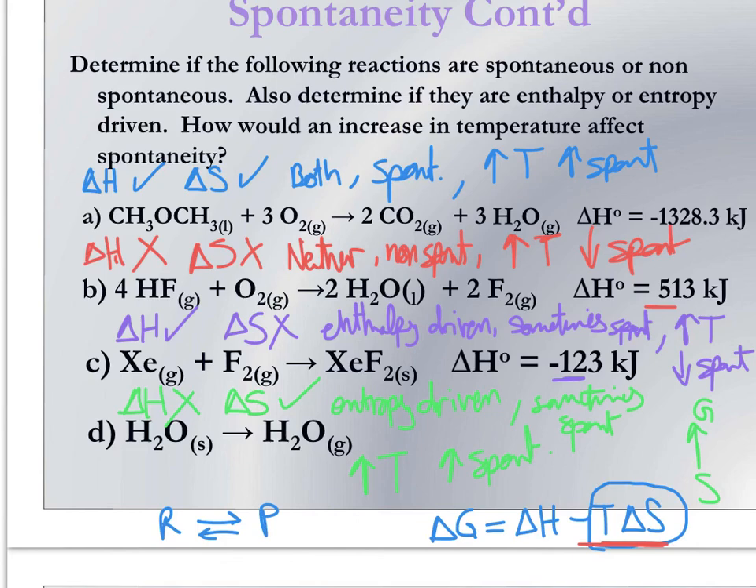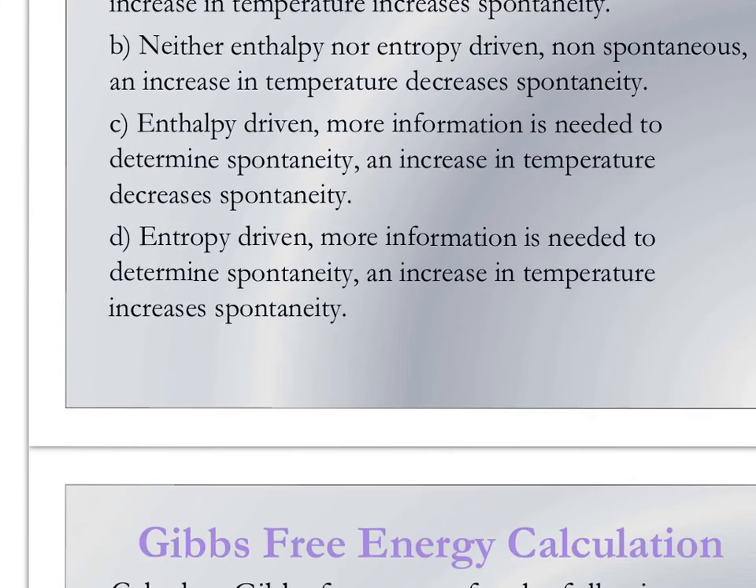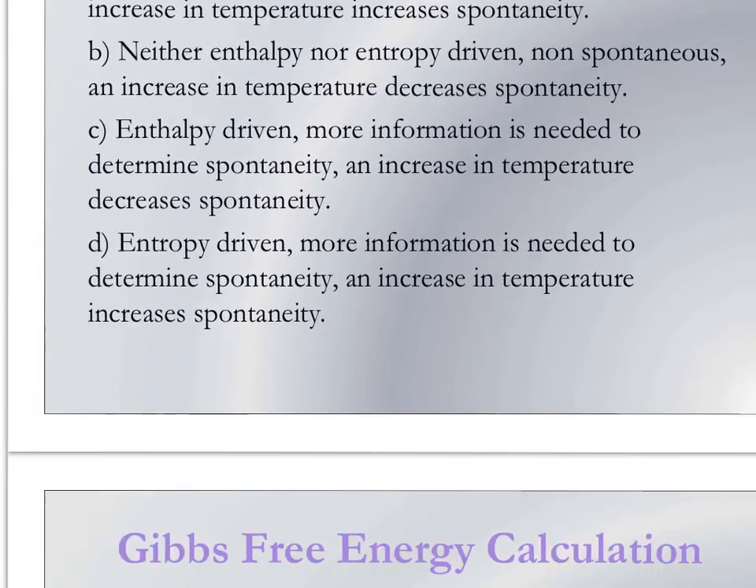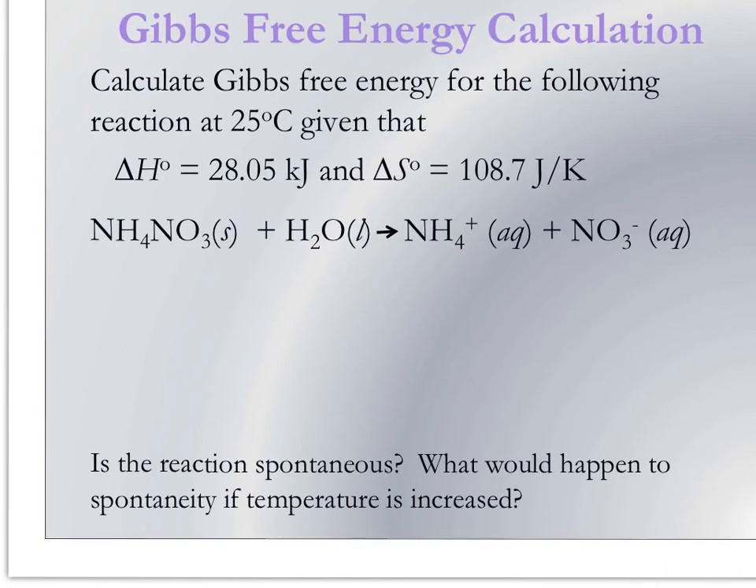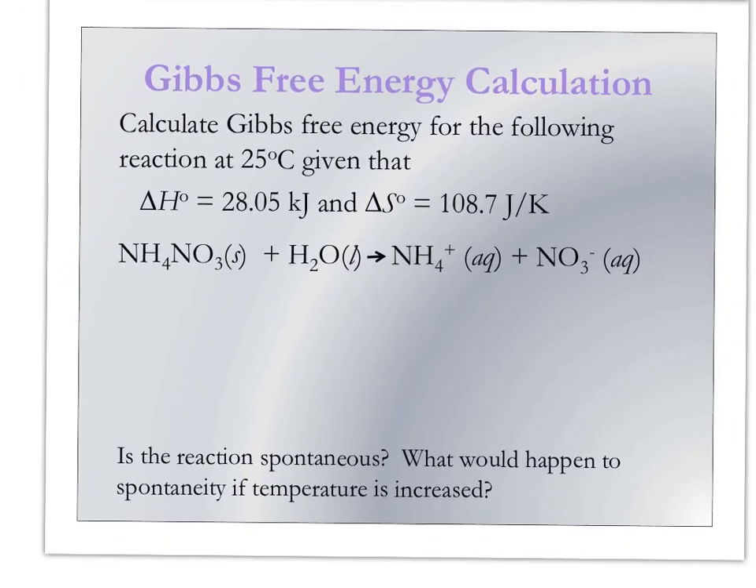So I can ask you to do any of these things. One last thing I could ask you is, I could actually give you numbers. These are just the answers that we just went through. I could give you numbers and ask you, hey, why don't you calculate delta G for me? So let's look at this problem right here. It says, calculate Gibbs free energy for the following reaction at 25 Celsius, given that delta H is 28.05 kilojoules and delta S is 108.7 joules per Kelvin. They give us the reaction. They say, is this reaction spontaneous? What would happen to the spontaneity if the temperature increased?